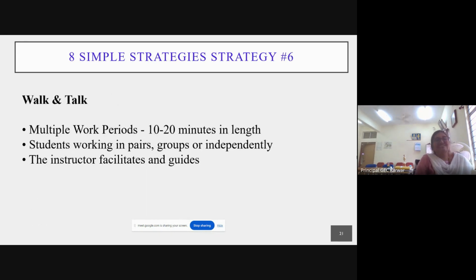Walk and talk. This is another important thing. Multiple work periods, 10 to 20 minutes in length. So we can allow the students to work in pairs, in groups, or independently. You give them some set of problems or some brainstorming problems. The students discuss together. The instructor just facilitates, and whenever they go wrong, we need to guide them.